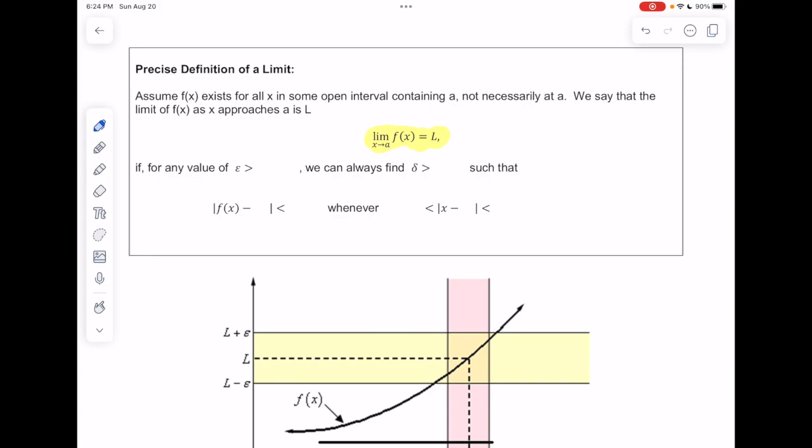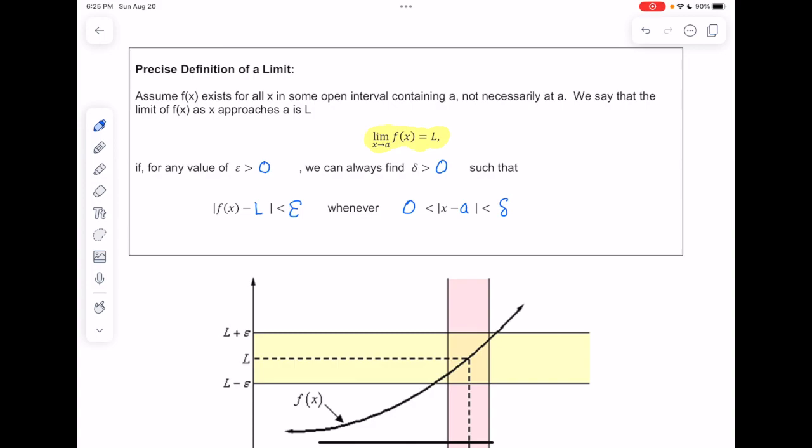Well, what we would do is we'd say the limit as x approaches a of f of x equals L if, for any value of epsilon that's greater than 0, we can always find a delta that's greater than 0, such that f of x minus L will always be less than epsilon whenever 0 is less than the absolute value of x minus a, which is less than delta. The 0 part, again, is just making sure that we're looking at x's that are close to a and not at a.